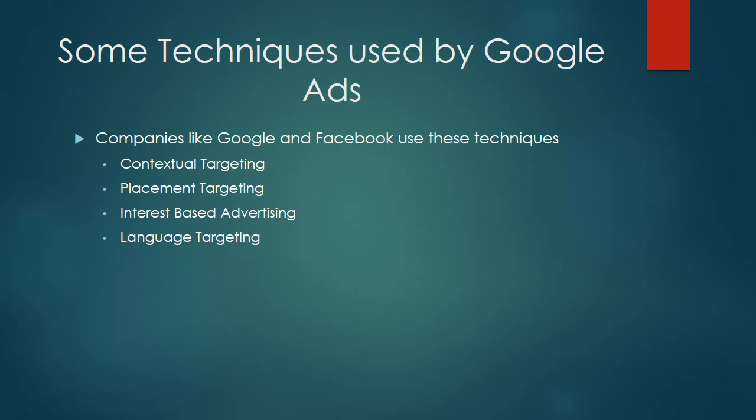Some techniques used by Google Ads and even Facebook are contextual targeting, placement targeting, interest-based advertising, and language targeting.